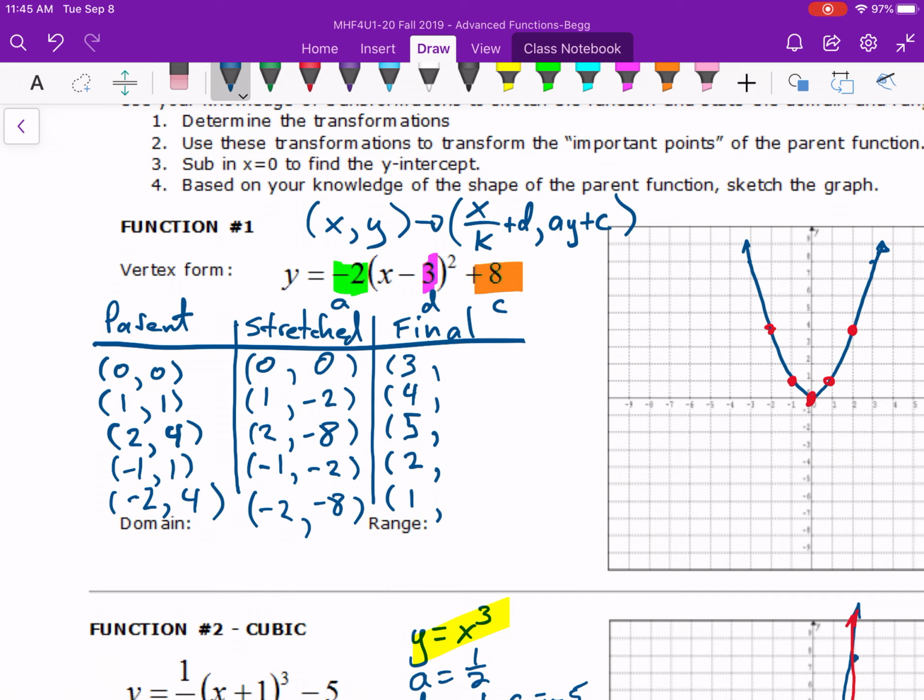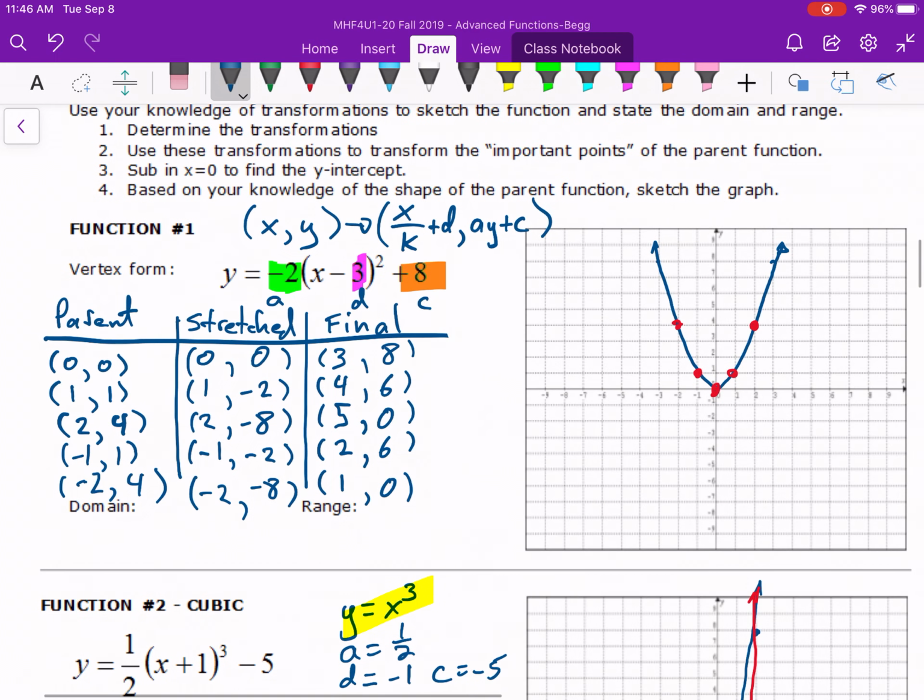Then I'm going to finally take my c value, and I'm going to add that to all my y's from this in-between step. So I'm going to add 8 to everything. So 0 plus 8, negative 2 plus 8, negative 8 plus 8, negative 2 plus 8, and 8 plus 8. I call this column final because these give me 5 final points that I can then graph, and I'll have my transformed function.